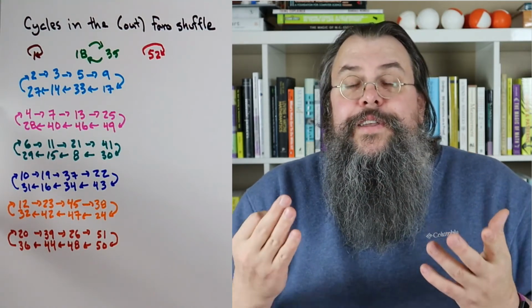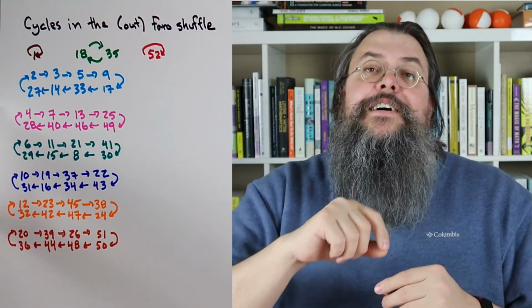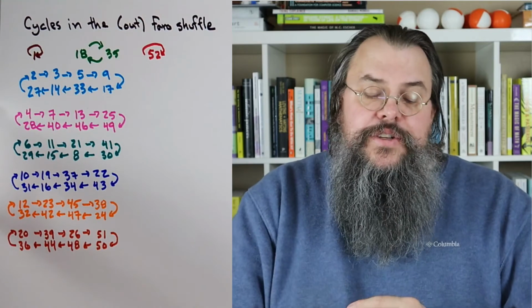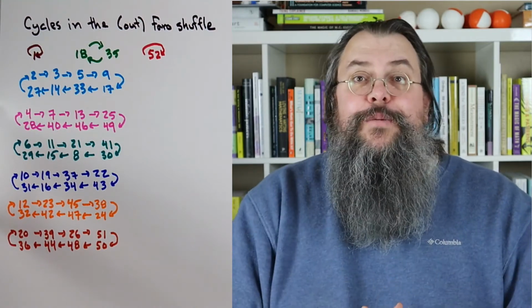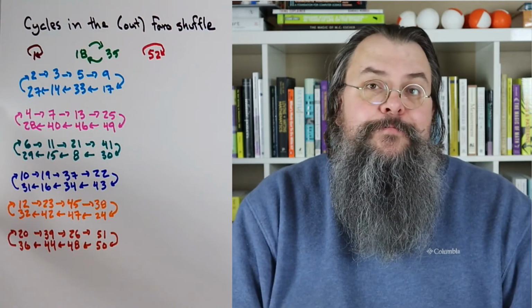So what's the least common multiple of 1, 2, and 8? The answer is 8. So that says, aha, after 8 applications, lo and behold, we're back to where we started, and that's why we only need to do 8 shuffles.